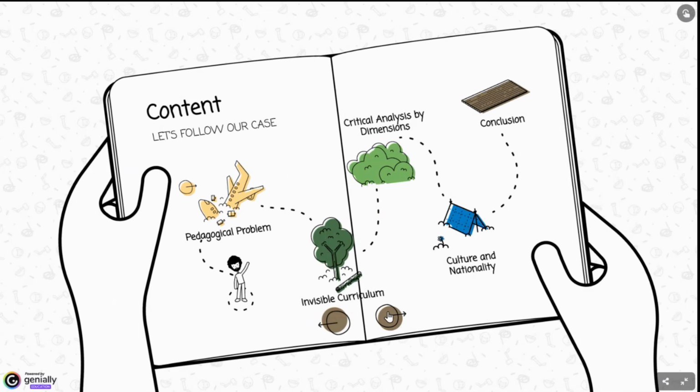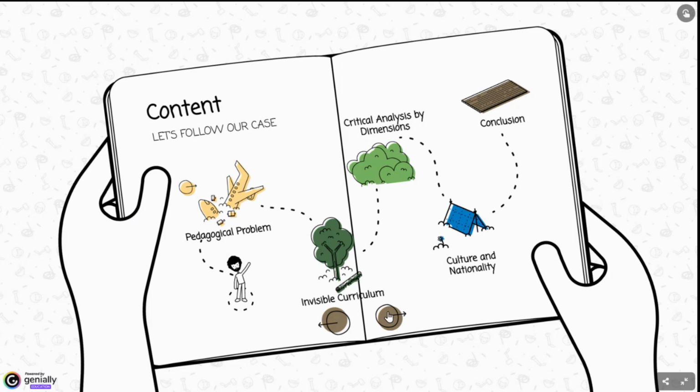To guide our analysis, we organize this case into 5 missions: the context and pedagogical problem, the invisible curriculum, the analysis by dimensions, the culture and nationality, and also the final reflection. This structure allows us to move from description to critical understanding.